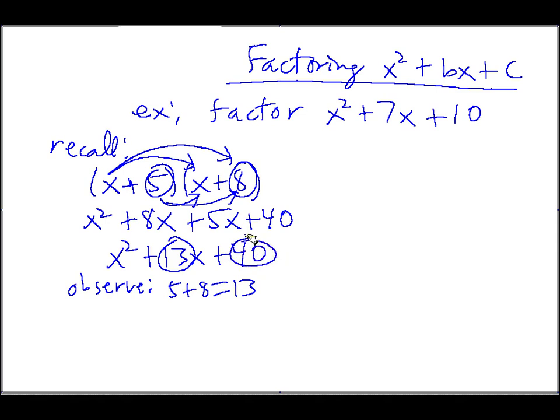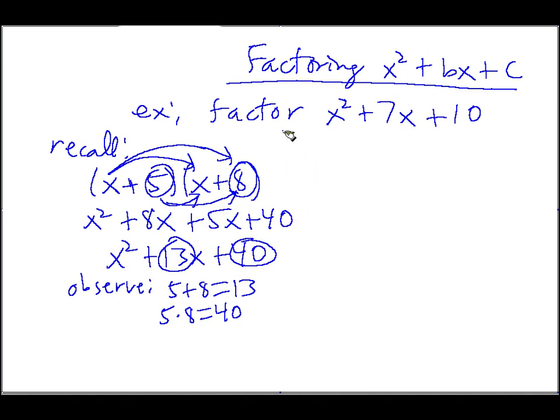Let's look at 40 right here. 5, 8, and 40. Let's observe that 5 times 8 is 40. So that means not only do my two numbers have to add up to the middle number, they also have to multiply out to the last number. So when we're looking for these two binomials in this factoring problem, I need to find two numbers that will add up to this middle number and multiply to this last number.